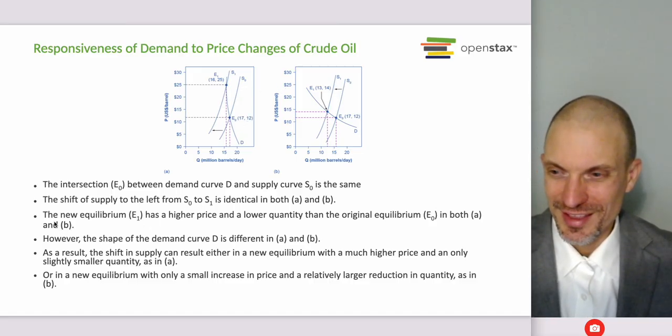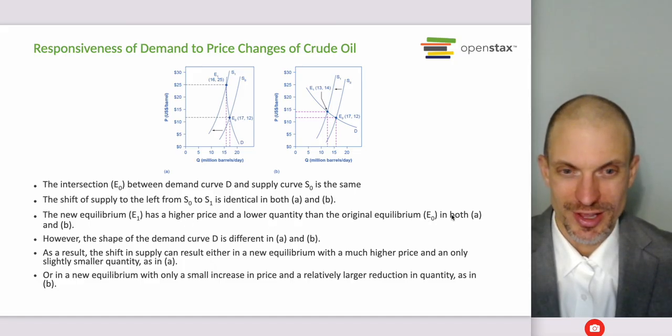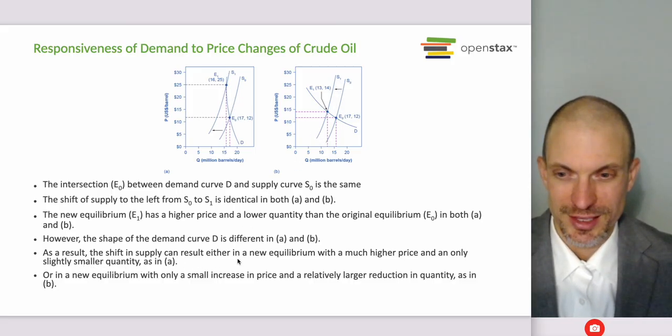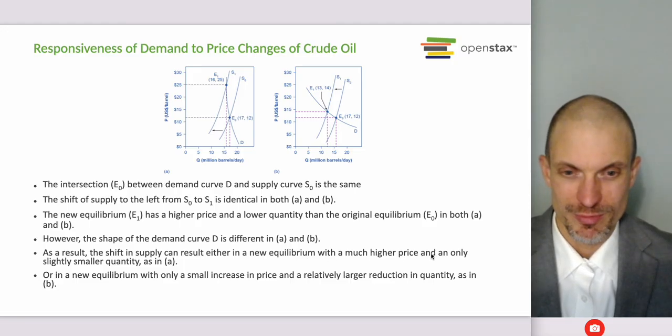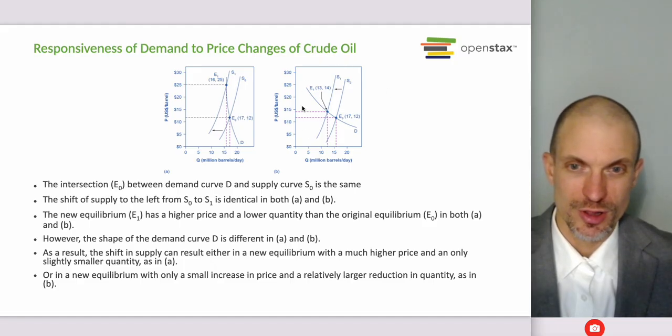I'll trust them. New equilibrium E1 has a higher price and lower quantity than the original equilibrium in both A and B. However, the shape of the demand curve is different. Yep, this is more inelastic. This is more elastic. As a result, the shift in supply can result in either a new equilibrium with a much higher price and only a slightly smaller quantity, or a new equilibrium with only a small increase in price and a relatively larger reduction in quantity. Yeah. That's right. So this would be like over a short time period, and this would be like over a long time period.